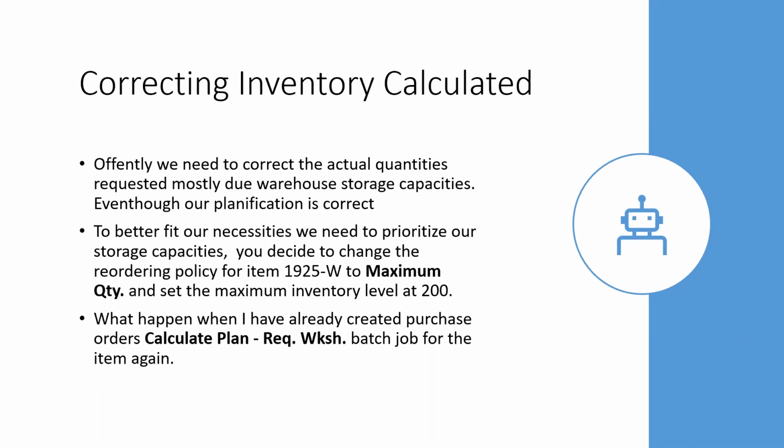And here, instead of using only the reorder point, I'm going to use another way of replenishment. To better feed our necessities, we need to prioritize our storage capacity. So in our warehouses or stores, you decide to change the reorder policy for the same item to maximum quantity and set the maximum inventory level at 200. And then once again, calculate the plan.